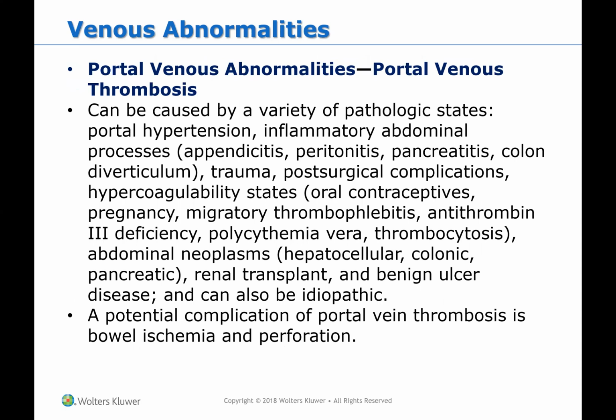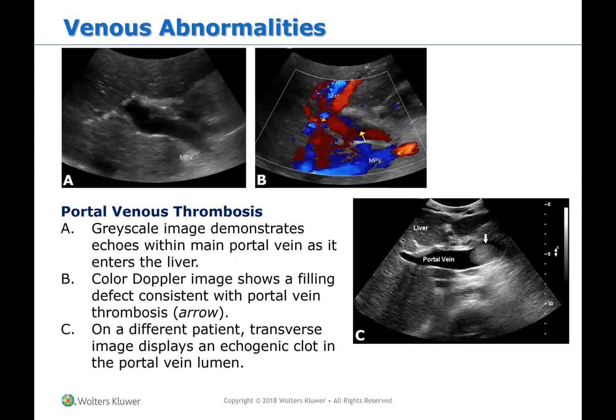Let's talk about portal vein thrombosis. I feel like this is pretty important and I've seen it more than anything else, so that's why I'm picking this out. It can be caused by a variety of pathological states: portal hypertension, inflammatory abdominal processes such as appendicitis and peritonitis, trauma, post-surgical complications, hypercoagulability such as oral contraceptives or pregnancy, renal transplant, ulcer disease, or it can be idiopathic. A potential complication of portal vein thrombosis is bowel ischemia and perforation, which is not good.